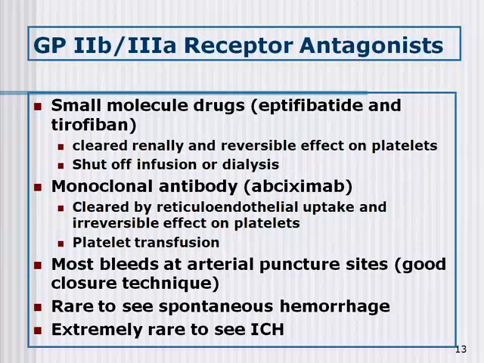The difference with abciximab, which is ReoPro, is, one, it's an irreversible platelet inhibitor. So even though we only give it for 12 hours, its antiplatelet effect persists until you have turnover of new platelets, which may be 7 to 10 days. So it's more of an aspirin or thienopyridine-like effect in terms of irreversible platelet dysfunction.